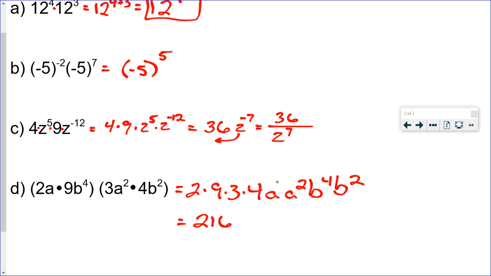The a's, remember there's an exponent of 1 on that a that's not written. So a to the first times a to the second is a to the third. There's 3 a's being multiplied together here. And then here you got 4 b's times 2 b's, so that's going to be b to the sixth. And that would be your simplified answer. You might want to back up and watch that again.